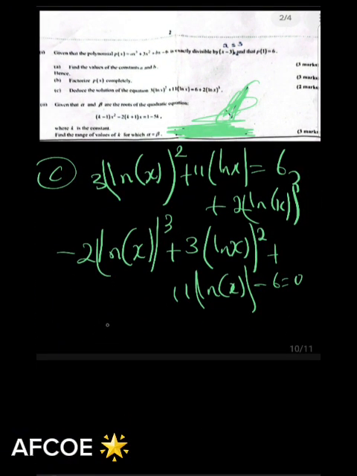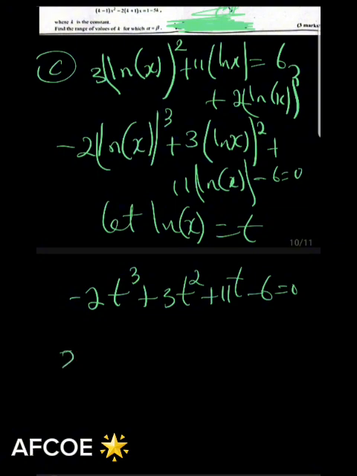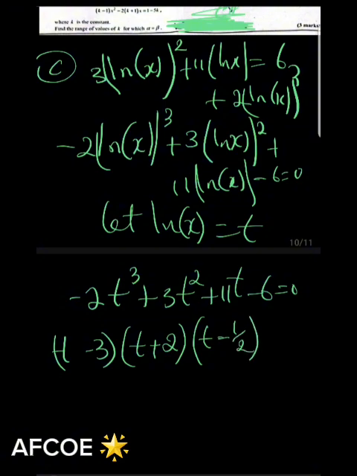So I can just say let ln of x equal t. Then I'll be having negative 2t cubed plus 3t squared plus 11t minus 6 equals 0. This equation will be the same as t minus 3 into t minus 2 into t plus, into t minus a half equals 0.